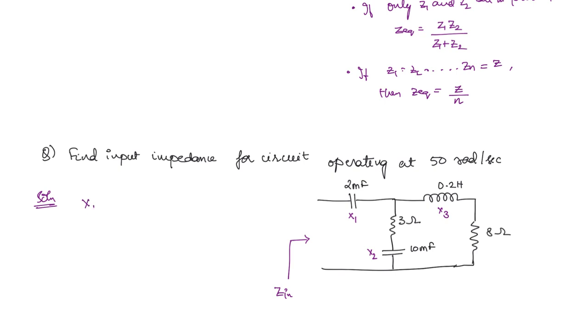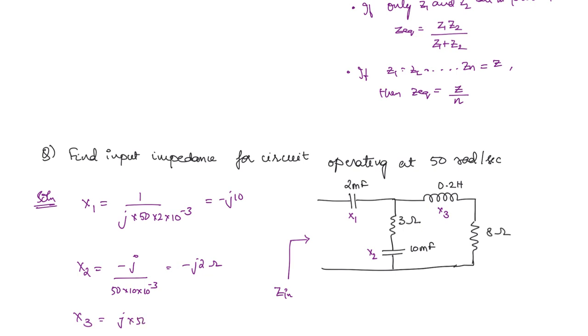Okay. So then what will be x1? This will be 1 by J times omega, which is given as 50 radian per second, right? So J into 50 into 2 into 10 to the power minus 3. So here you are going to get minus J10. Similarly, you can find out x2 as minus J by 50 into 10 to the power minus 3. So this you are going to get minus J2 ohms. What about x3? This is J times omega, 50, into L, 0.2. So this you are going to get J10 ohms.